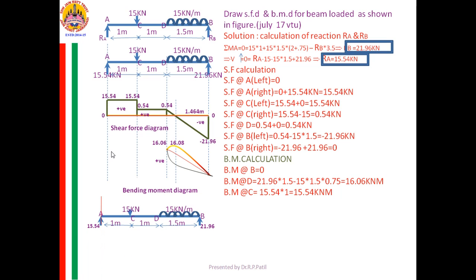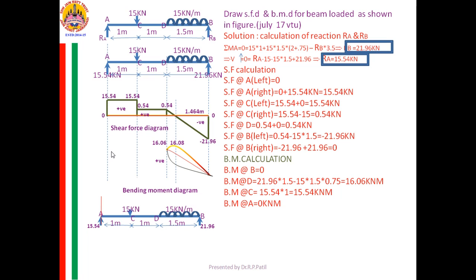Last is BM at A. Yes, now definitely I am considering the left side. As such, no load is there. That is why bending moment at A equal to 0. See, in the examination, you are not telling him which part you are taking for the calculation. He wants only the number there. What is the BM or what is the SF there? That is why whichever you feel comfortable, you adopt it.